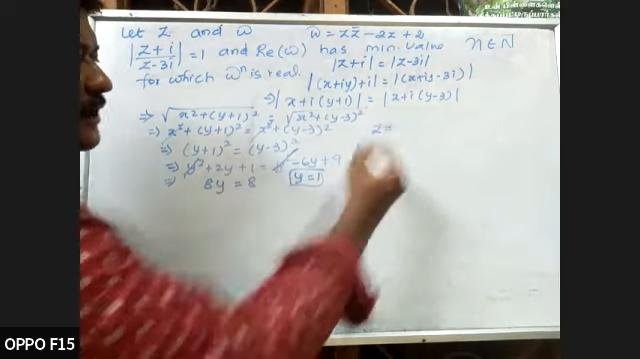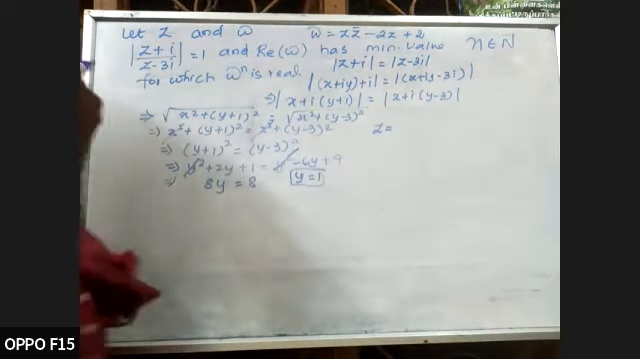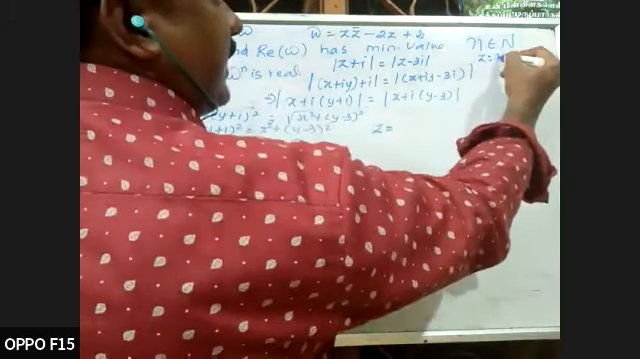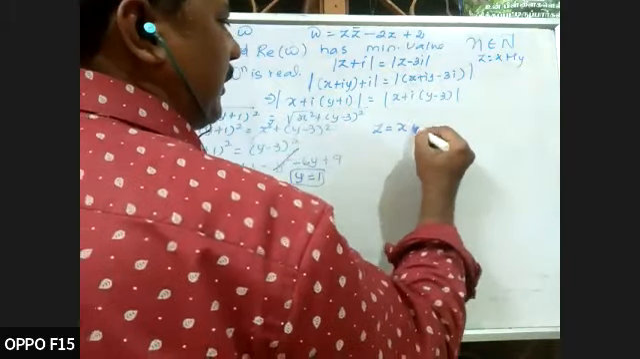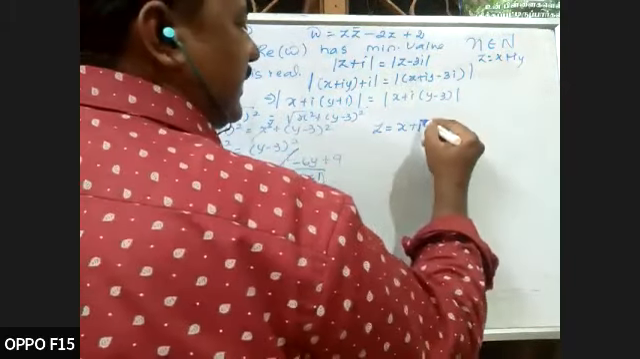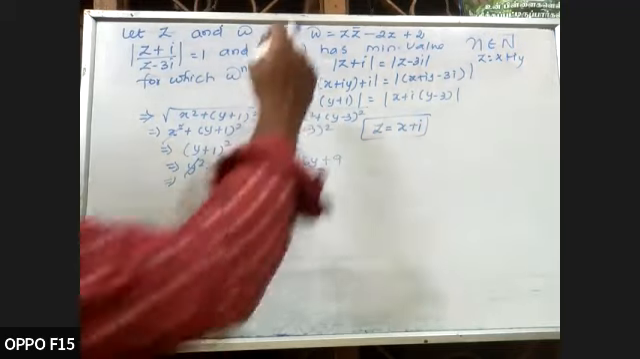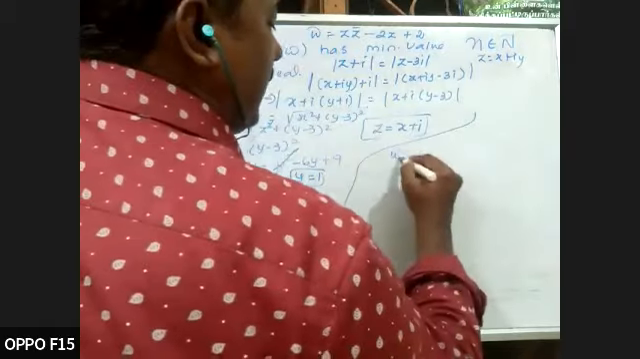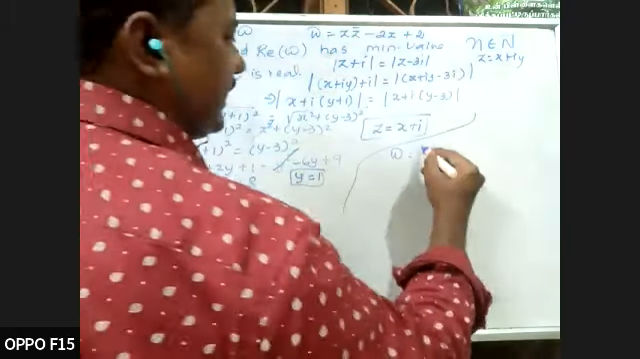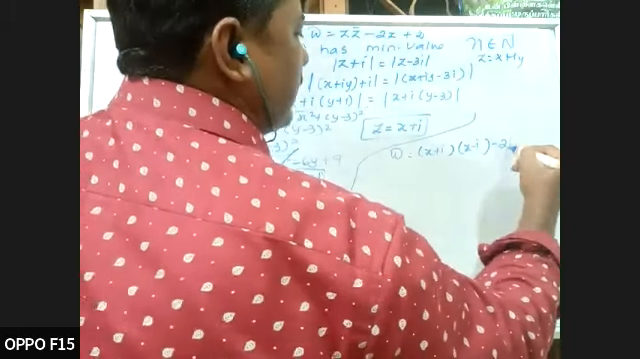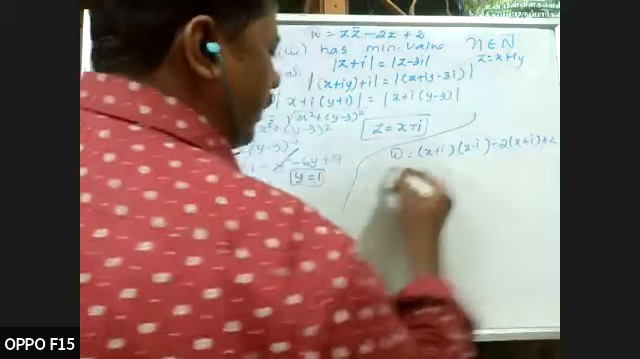So how does Z change? Y equals 1 is a straight line. Therefore Z becomes X plus IY. I have taken X plus IY. I do not know the value of X, but I know the value of Y is 1. So we get Z equals X plus I. Now you find out the omega. Your omega is equal to Z conjugate, X minus I, minus 2 into X plus I, plus 2. Now you simplify.